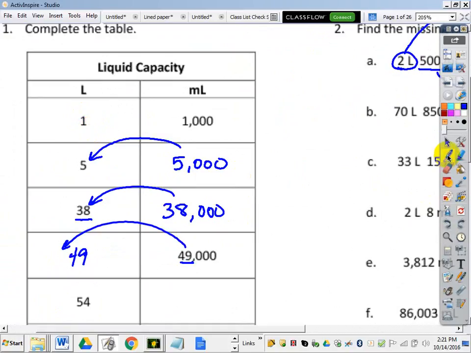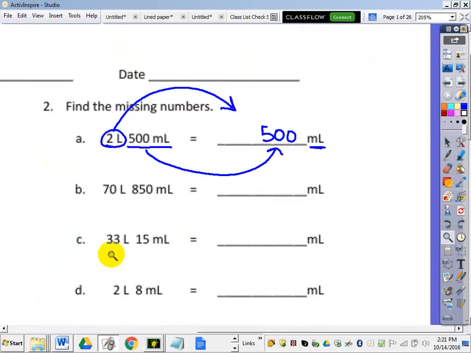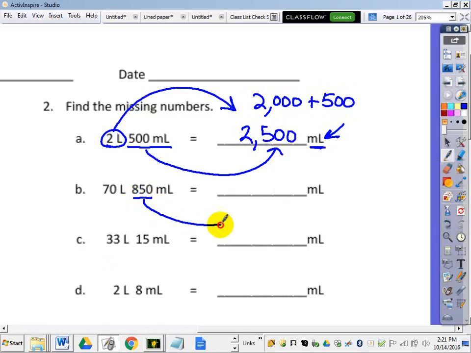2 liters would be, well, if the pattern's right, 2 liters would be 2,000 of those milliliters. So I'm going to assume that I need to put a 2 in the thousands place right here. So I've got 2,000. What I've done is just add 2,000 plus that 500 to get a total number of these little milliliters. Looking down here, I've got 850 milliliters, so I'll put that back here.